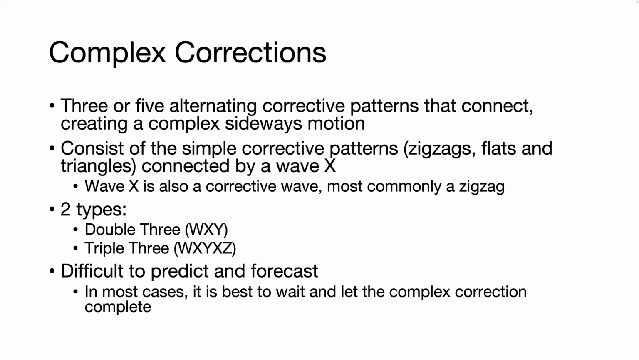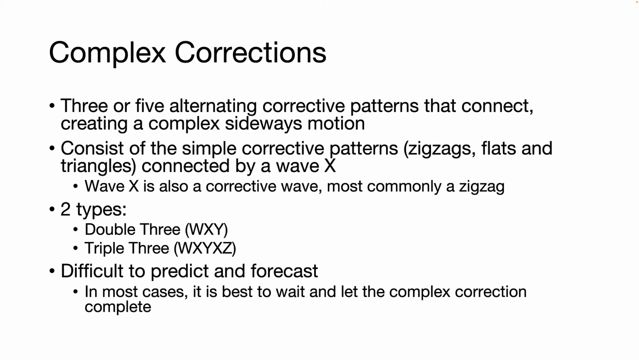So like I mentioned, there are 3 or 5 alternating corrective patterns that connect, and typically they create a complex sideways motion, but you can have a sharper sequence as well. They consist of the simple corrective patterns, zigzags, flats, and triangles connected by a wave X, which is also a corrective wave, and X waves are also, again, more commonly zigzags. So there are 2 types. The nomenclature I like to use: we have a double 3, which is simply WXY, and then we have a triple 3, which is more complicated, and that is labeled WXYXZ.